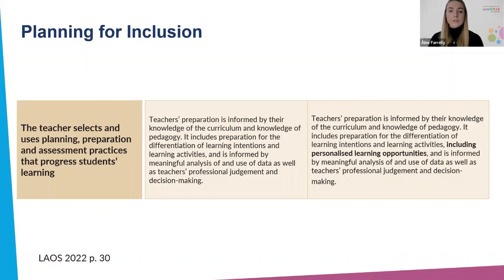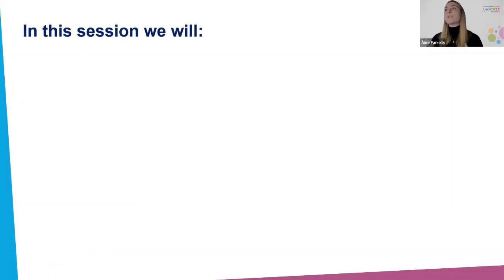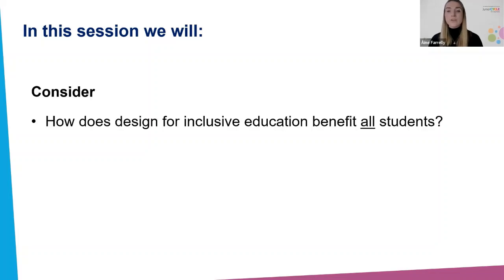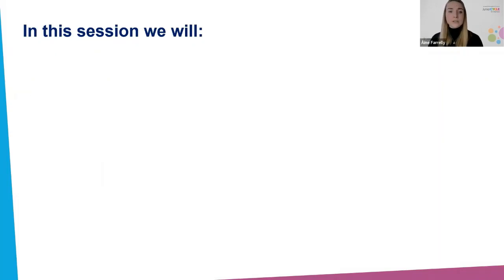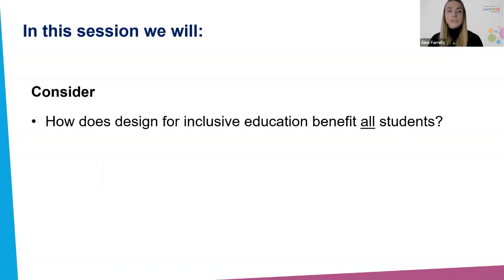Okay, so moving on, we're going to look at what we're going to do in this session this evening. So where are we starting? We're hoping that by this evening we're going to consider a number of factors. And we know that the area of inclusive education is very broad, and it encompasses learners across a continuum, from those who need help to access the curriculum to those who are at risk of being excluded for a variety of reasons. So we're going to consider how does design for inclusive education benefit all students?